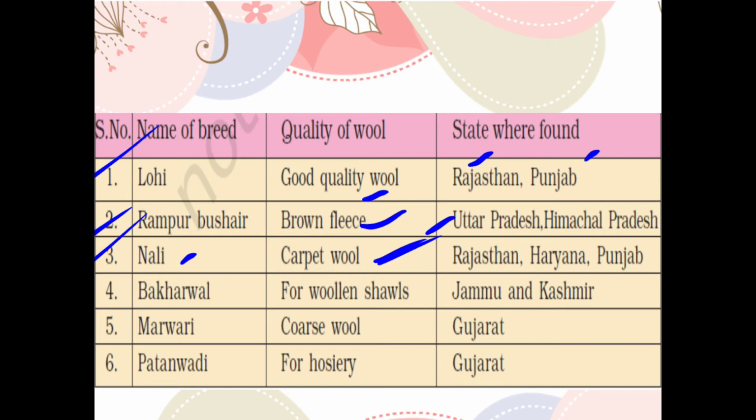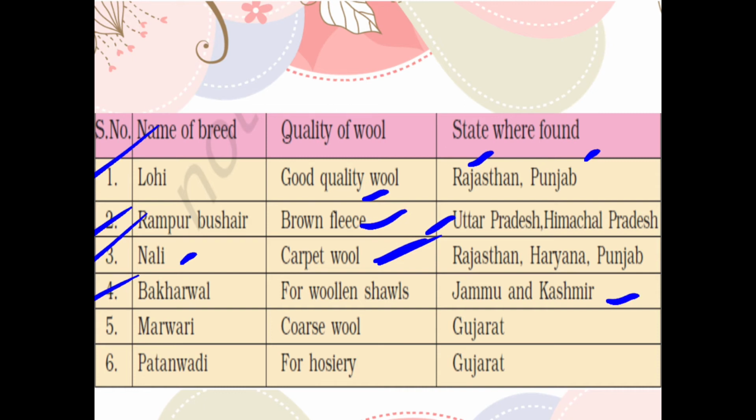The next breed found in our country is the Bakharwal breed, and what are they used for? The hair of the Bakharwal sheep is used for making woollen shawls, and the state where they are found is Jammu and Kashmir.